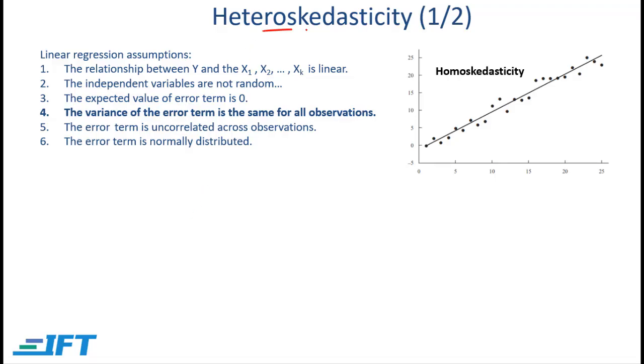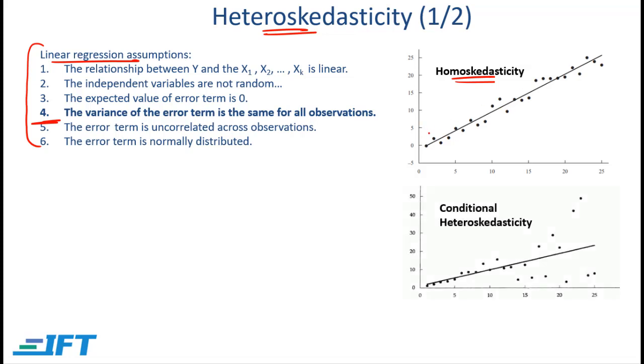So let's start with heteroskedasticity. What I've done here is reproduce the 6 assumptions for linear regression, and by now you should know these assumptions quite well. One of the assumptions is that the variance of the error term is the same for all observations, and this situation is called homoskedasticity. We see a graphical representation here. Notice that the variance of the error terms is roughly the same along this regression line.